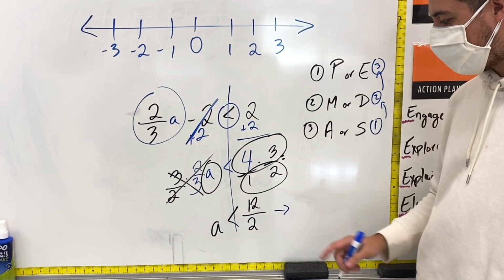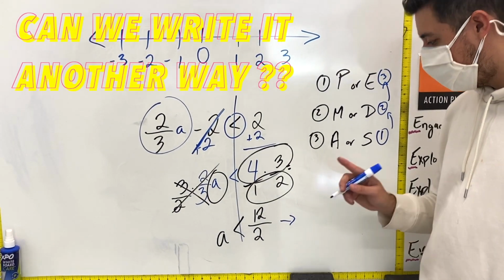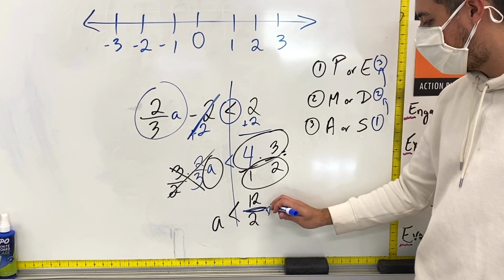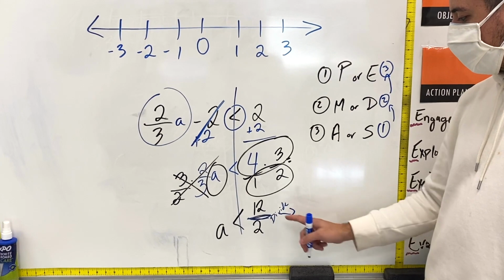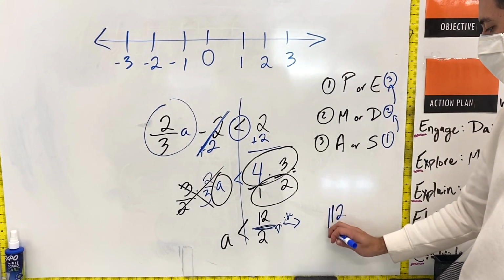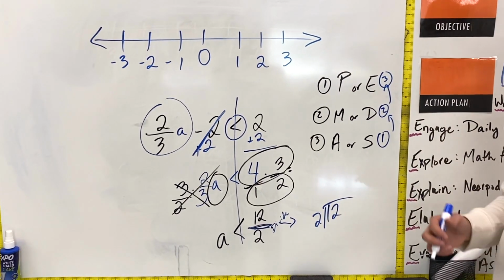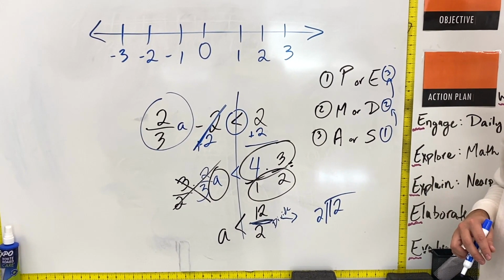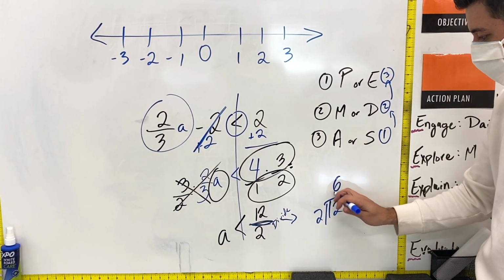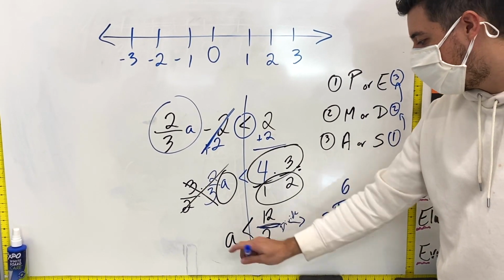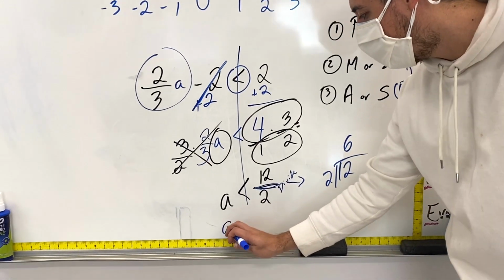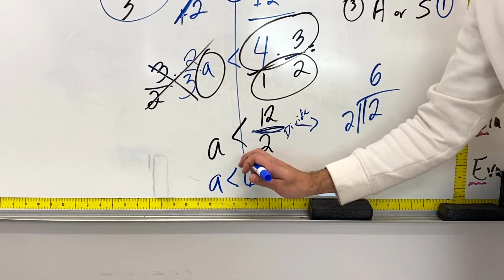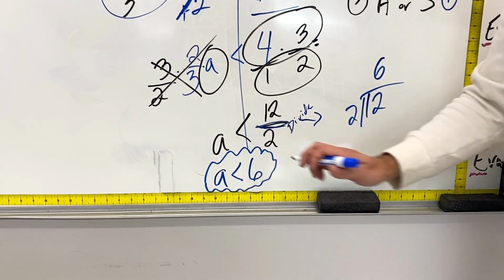Mr. De Leon, is there another way we can write 12/2? Yes. This line right here means to divide. Remember? So we're going to just divide 12 divided by 2. If you did 12 divided by 2, what would you get? 6. There we go. So I'm going to write that right here, hopefully you can see it. A is less than 6.